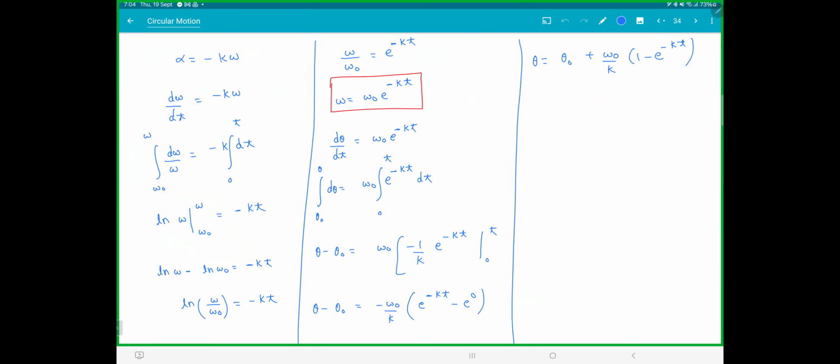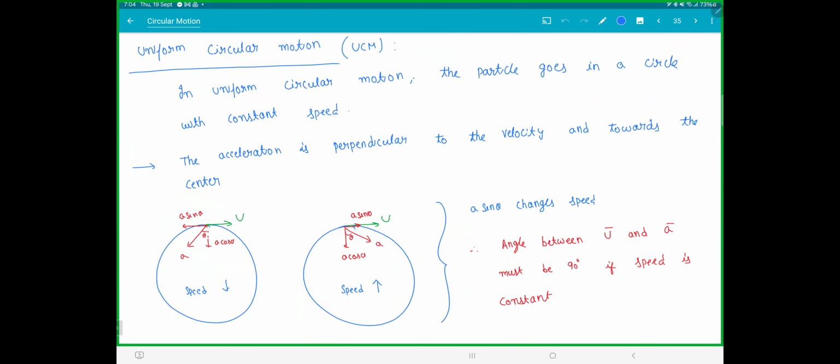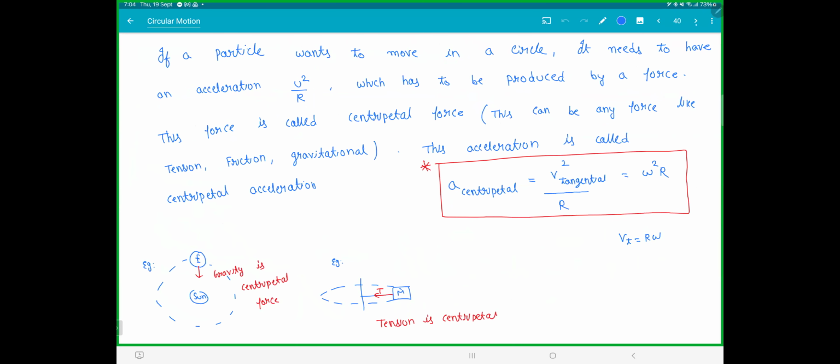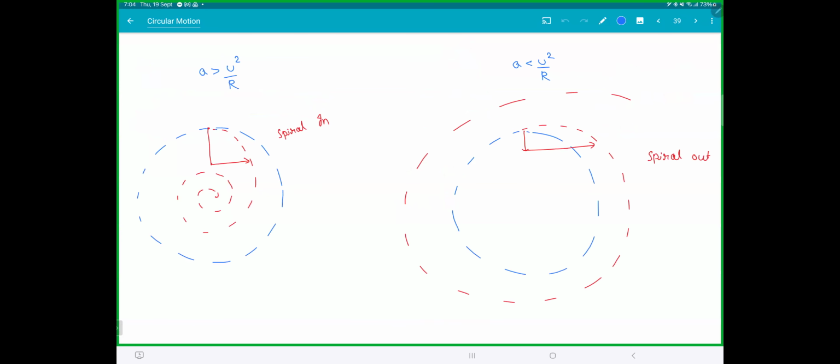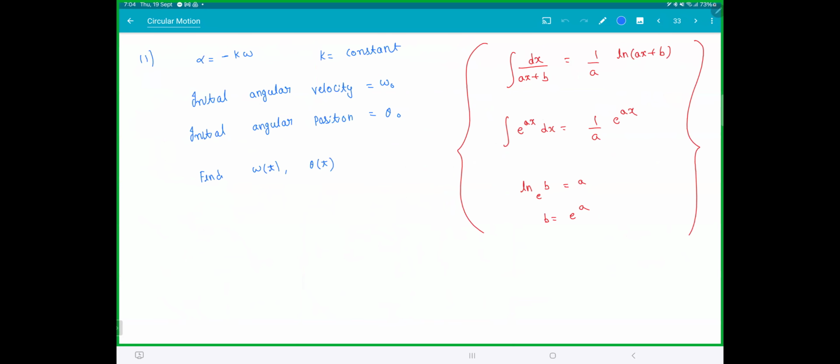If you go back to the steps: step 1, choose your system, draw the FBD. Step 2, assign accelerations. Now here, you will say that if you go in a circle, there will be v square by r, that is additional. Step 3, resolve forces along x and y. Step 4, write equations and solve. Everything is the same, only this is additional. So let's see our question.